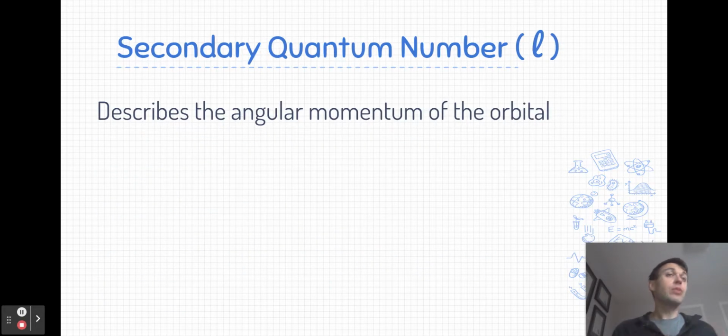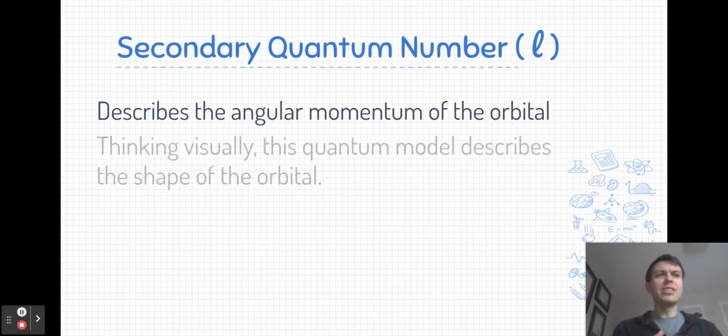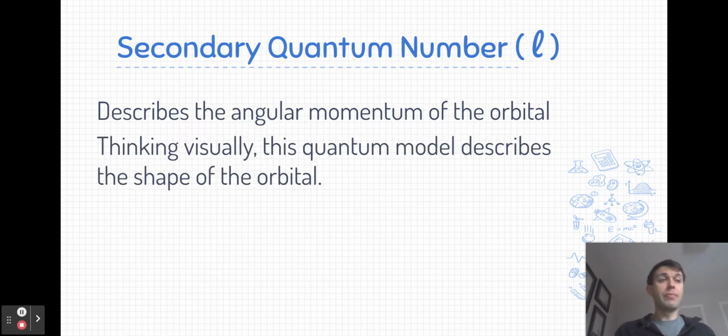The next variable, or quantum number, that we're going to introduce is called the secondary quantum number. It's given the symbol of a lowercase l. I'll use an italicized l in this slideshow so that it's distinguished from the number 1. Spatially, this number describes the angular momentum of an orbital. What's meant by angular momentum? Really, it's talking about the shape of an orbital. Is it a perfect sphere, or is it a lobe shape, or something different?